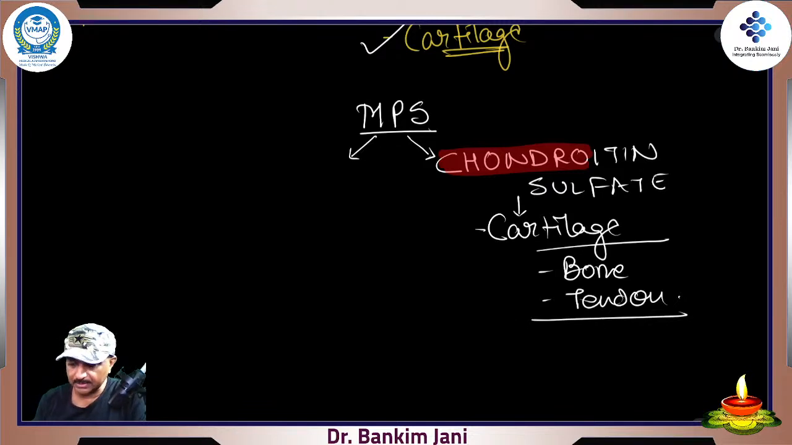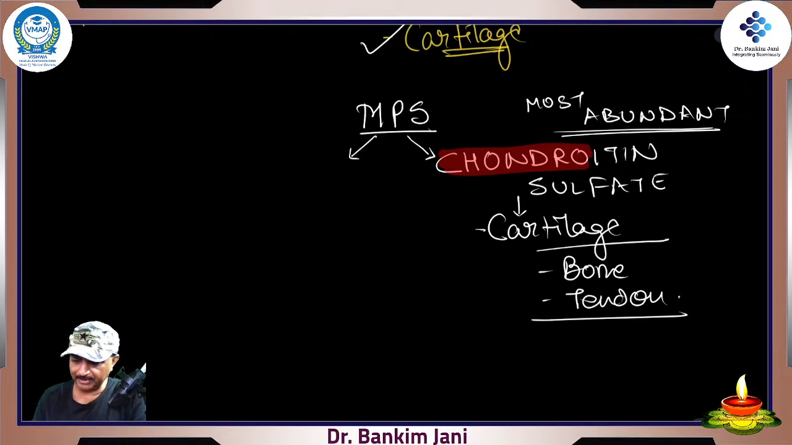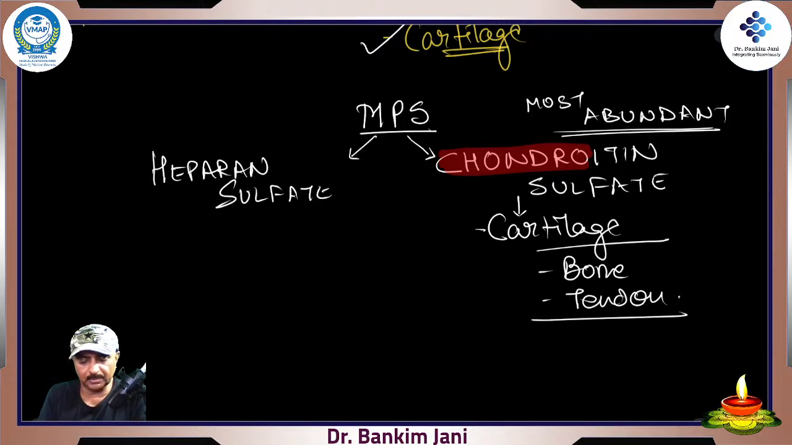And this chondroitin sulfate is most abundant, maximum amongst all other types. Now, when we talk about chondroitin sulfate, we must talk about the second one. That second one is called heparan sulfate or heparin. So it is the heparan sulfate. Right now, we will not go into more detail of it. Just remember that this one is very important for cell proliferation.